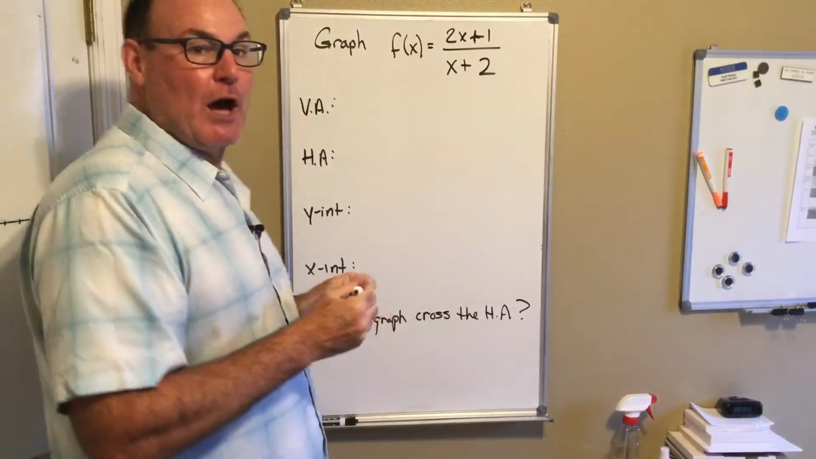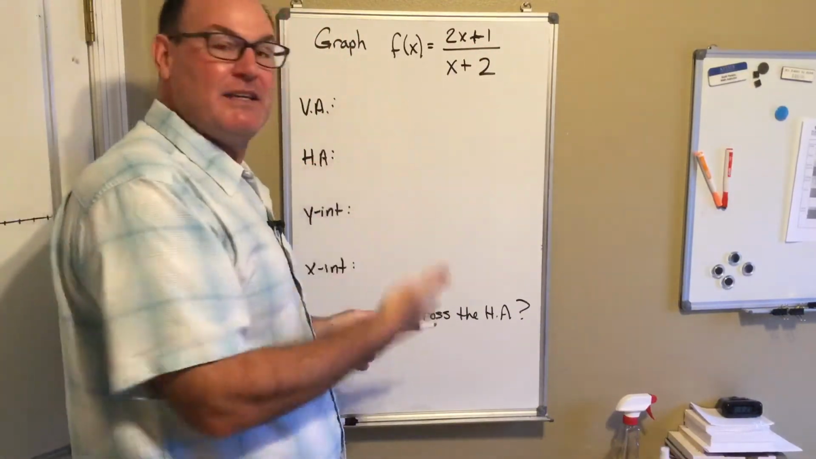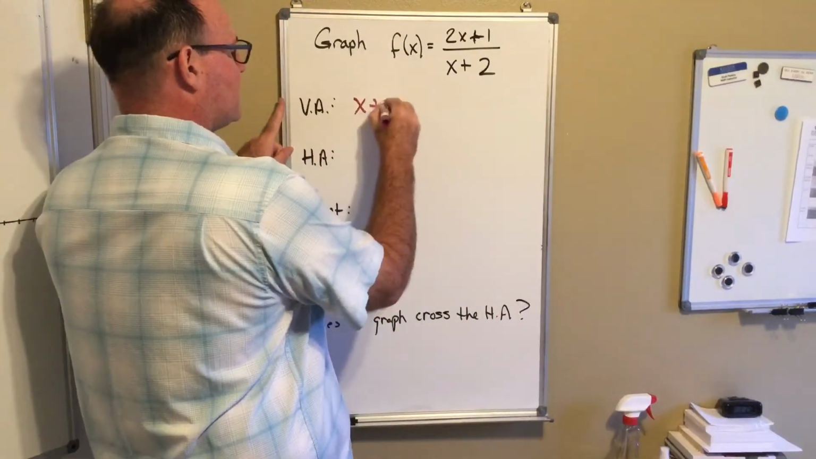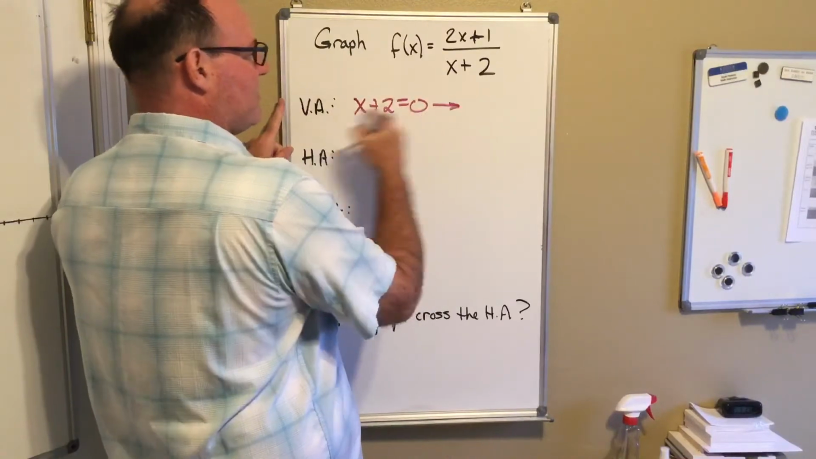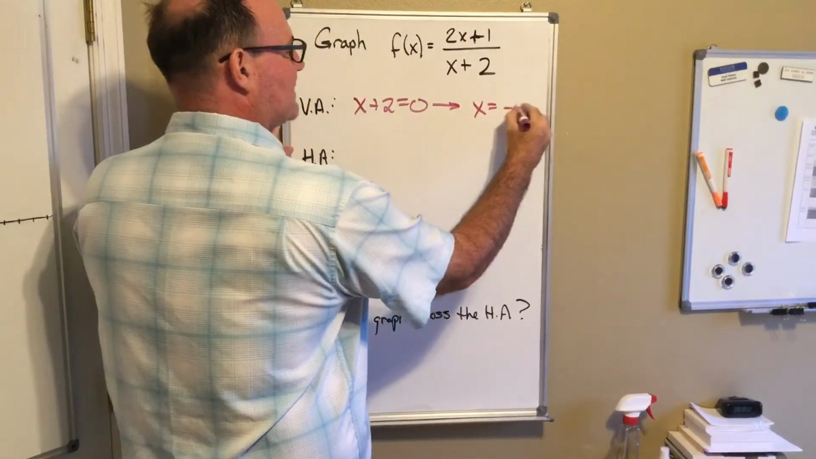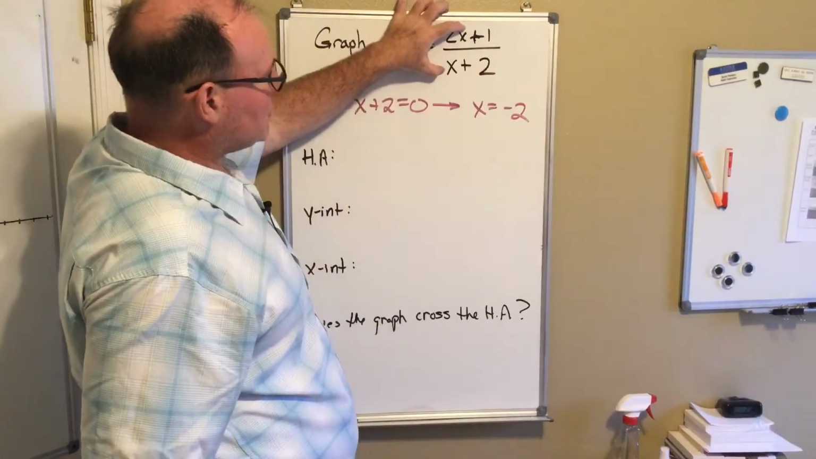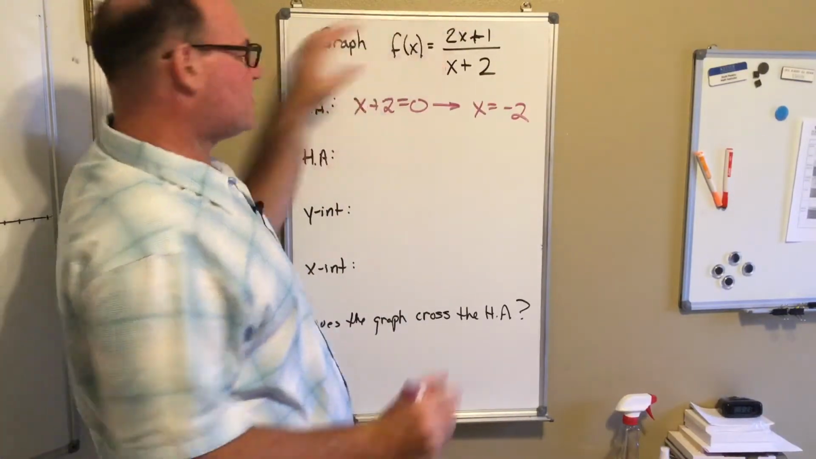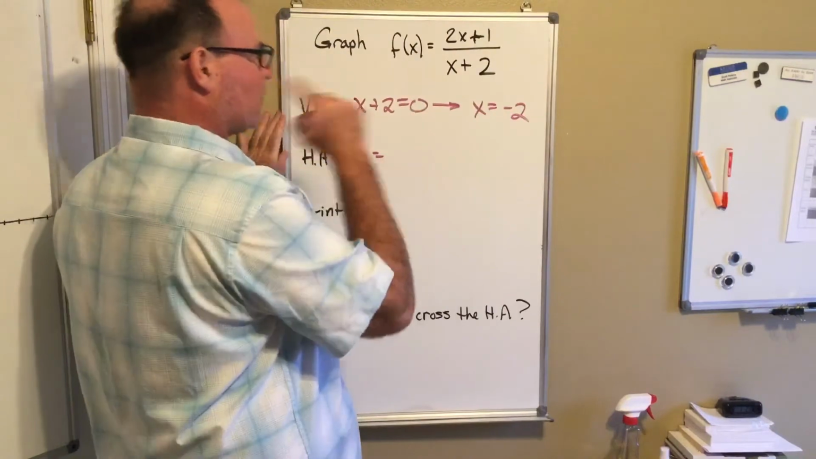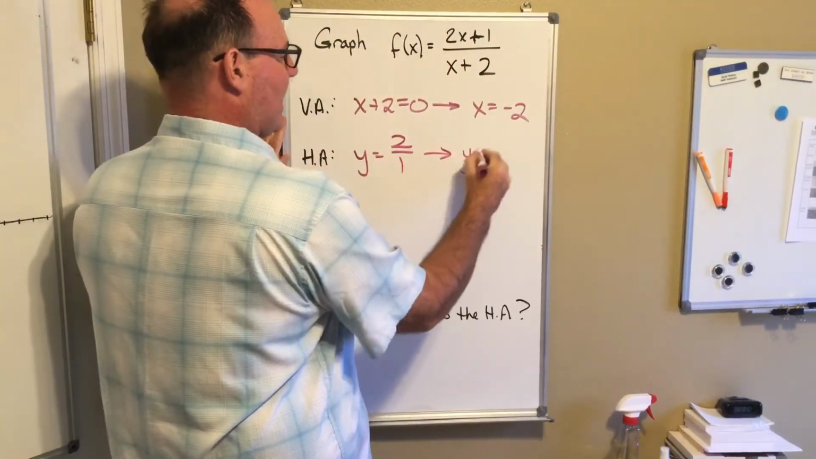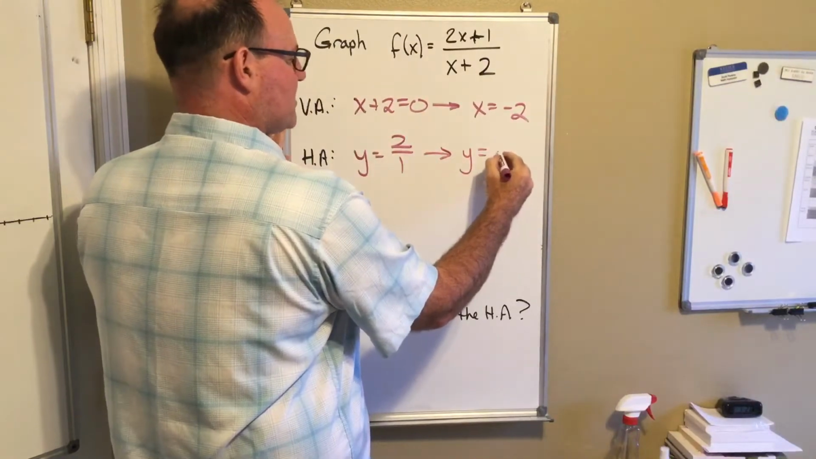So again, here we go. Hopefully you've paused. You've made an attempt at this. The vertical asymptote is where the denominator is 0. So x plus 2 equals 0. That means the vertical asymptote is at the x value -2. The horizontal asymptote. This is the situation where the degrees are the same. So the horizontal asymptote is the ratio of these coefficients. So 2 over 1. So that makes the horizontal asymptote 2.